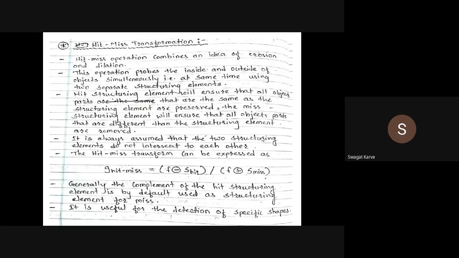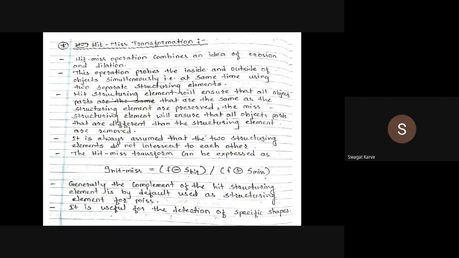राईट. And what is the use of this hit and miss transform? So it is typically used for the detection of specific shapes, right? In your image, if you have to detect some specific shape or specific objects, then you can use this hit and miss transform. समजलंय? म्हणजे हिट आणि मिस ट्रान्सफॉर्म मध्ये आपण काय करतो, वी हॅव कंबाइंड द आयडियाज ऑफ डायलेशन अँड इरोजन.